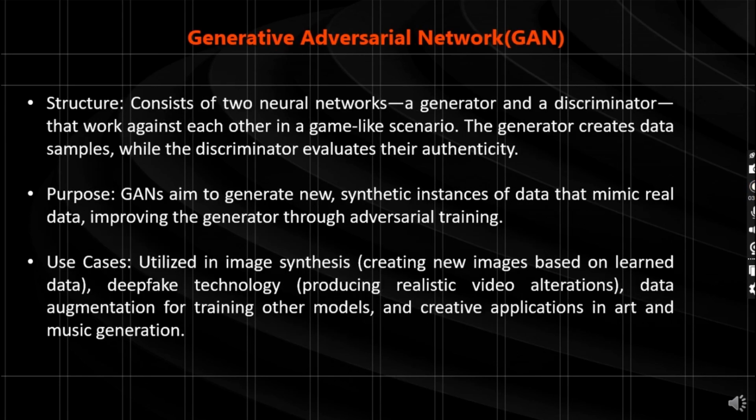Generative Adversarial Networks (GANs) consist of two neural networks: a generator that creates synthetic data samples and a discriminator that evaluates their authenticity. GANs are known for their capability to generate new, realistic data by learning from existing data. They are used in image synthesis, deepfake technology, data augmentation, and creative fields like art and music generation. By having two networks compete against each other, GANs can produce high-quality synthetic data that closely resembles real data.